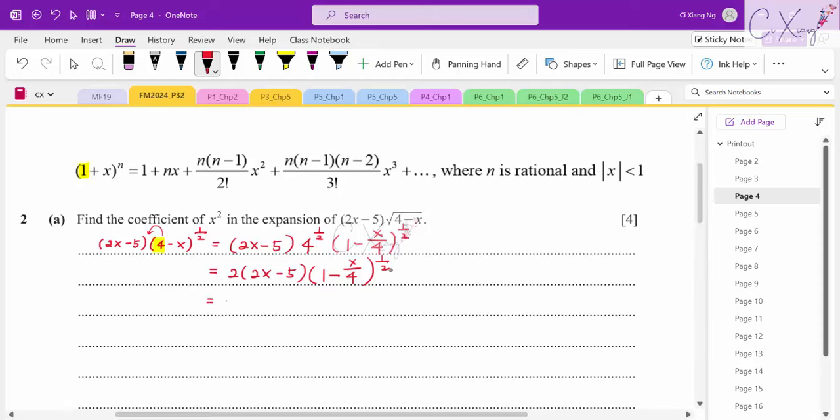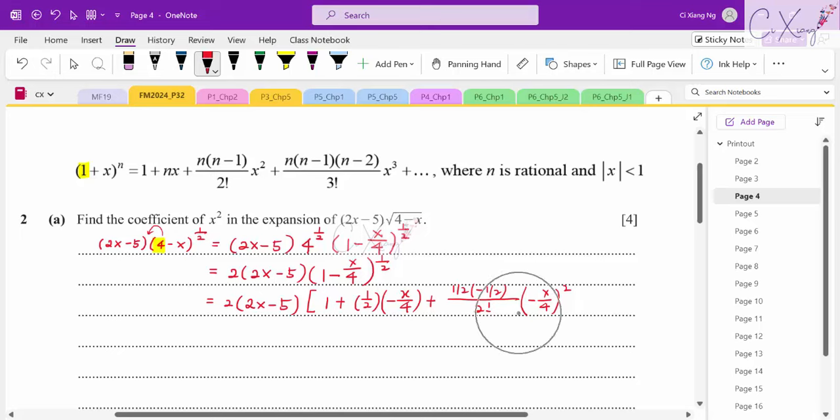All right, so I'm going to substitute all the relevant values into the formula. The first term is a 1, so I just copy a 1. Second term is n times x, so the n in this case is half. The x in this case is negative x over 4. Then n minus 1, also divided by 2 factorial. So I'm having n, which is a half, n minus 1, which is negative half, divided by 2 factorial, then multiply with x squared. So again, my x now is negative x over 4 and I square it.